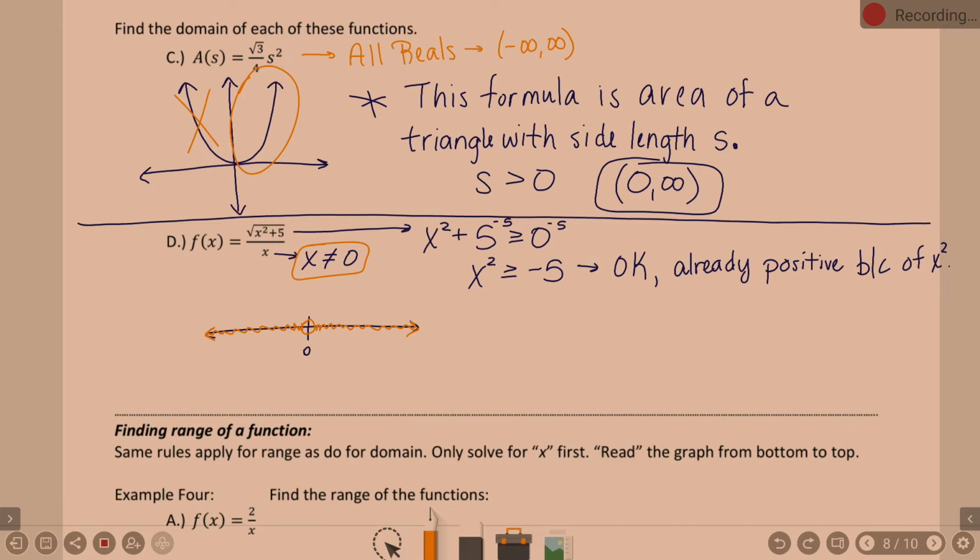How do I write that in interval notation? Negative infinity to 0, parenthesis, and then 0 to infinity, parentheses, with a U in the middle for union. What that statement is saying is that everything but 0 is included. Now, I think some of you have taken a peek at the graph. Some of you have not.